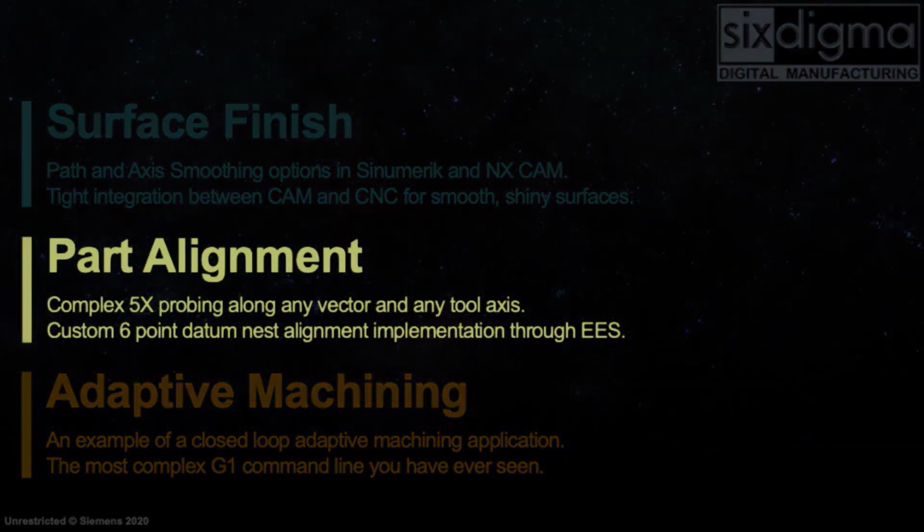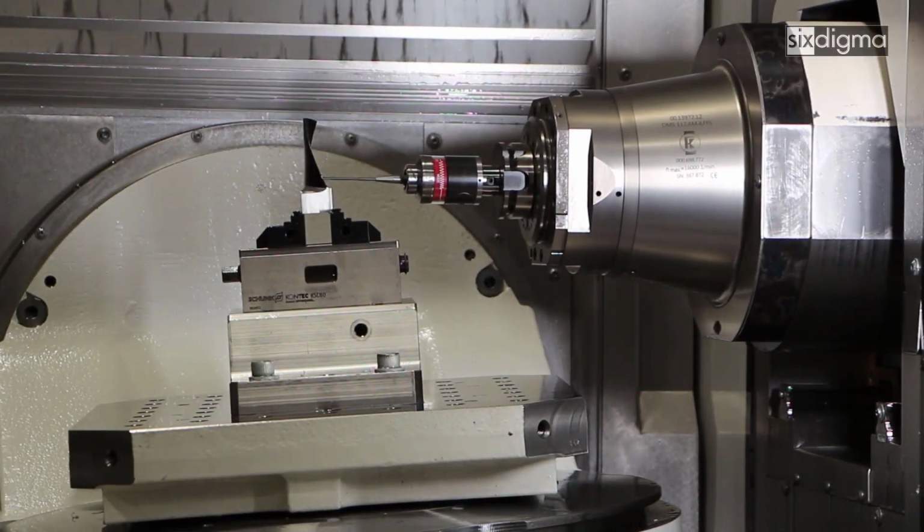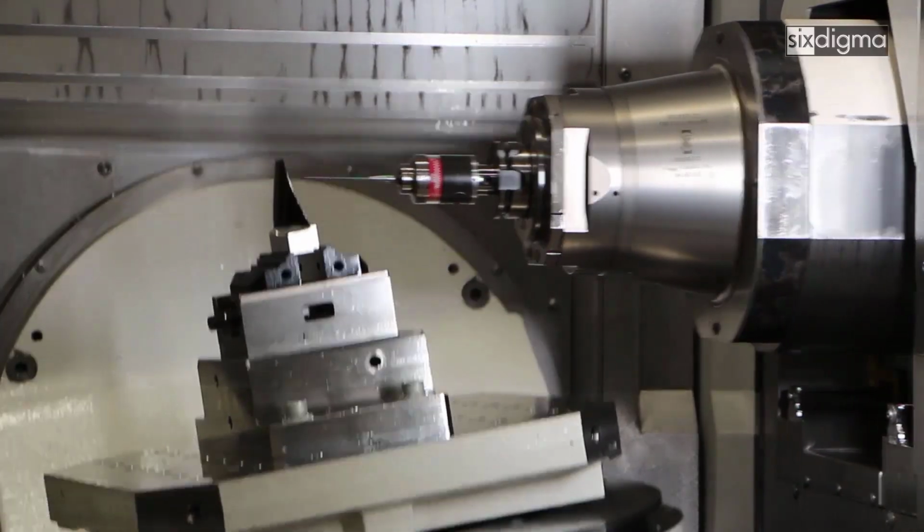In the second example, we are going to show how we use 5-axis probing features in NXCAM. We also use EES, the externally executable source feature in Siemens 840D. This allows us to probe the part, push the results to the PCU, run our custom math routines, and bring back the alignment to the controller.